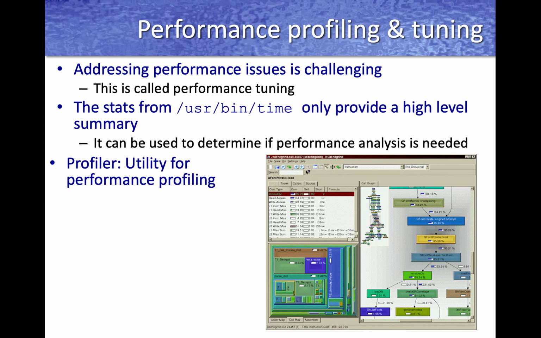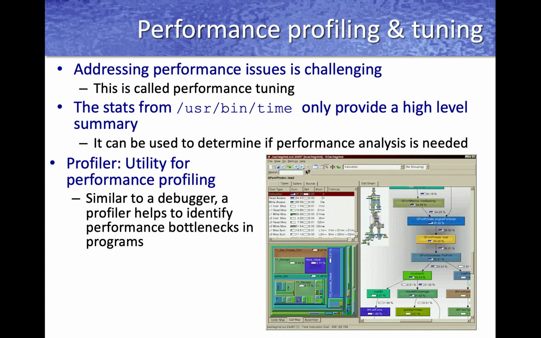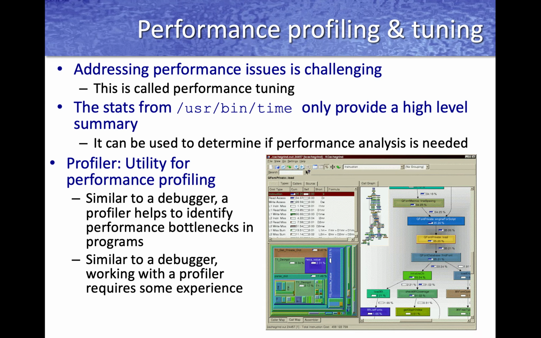When performance tuning, a software called a profiler is used. Profiler is a utility or a software tool for performance profiling. This is similar to using a debugger. Debugger is used for troubleshooting functional issues in a program, versus a profiler is used to troubleshoot performance bottlenecks in a program. Similar to debugger, working with a profiler requires some experience and some practice in order to be able to identify and troubleshoot performance issues. And utilizing a profiler is a reasonably sophisticated operation, and it's well beyond the scope of this series of presentations.